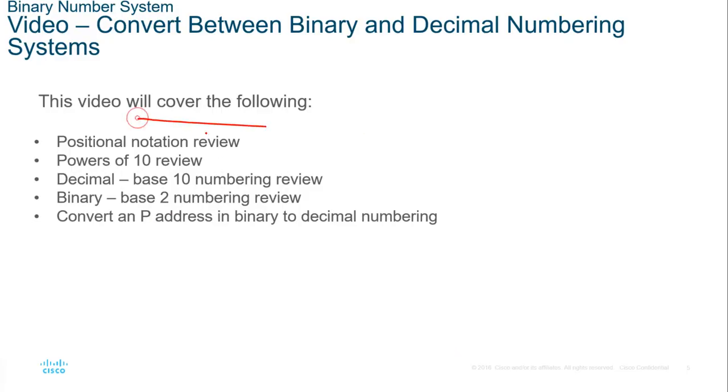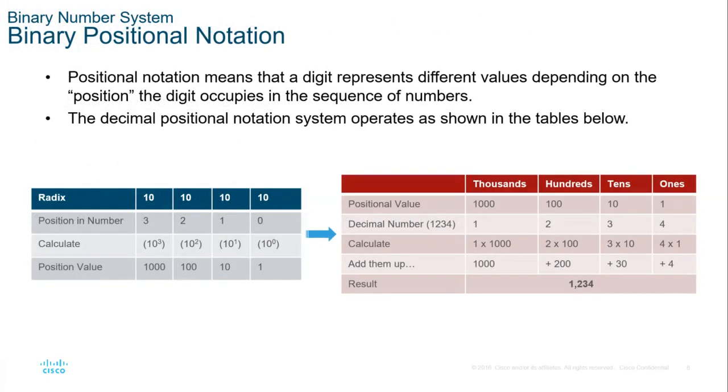There is a video here. This video will cover the following: positional notation review, powers of 10, which is the decimal or base 10 numbering review, binary base 2 numbering review, and then converting an IP address in binary to decimal.